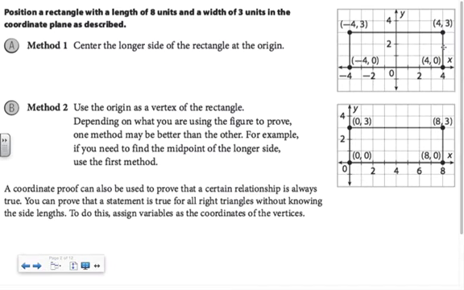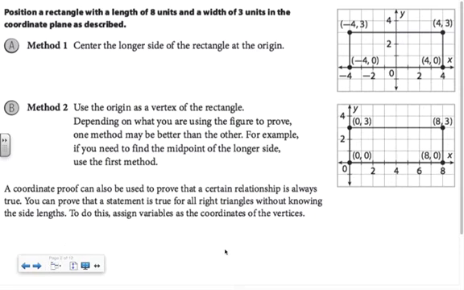Here they've positioned this rectangle with length 8 and width 3 in the coordinate plane as described. They placed it this way, and notice how the length of the longest side is 8 and the shorter side is 3, and that's why the coordinates are as indicated. A different way they could have located it in the coordinate plane is to position one of the vertices at 0, 0. Notice how now this long segment has this vertex at 8, 0, and so on and so forth.